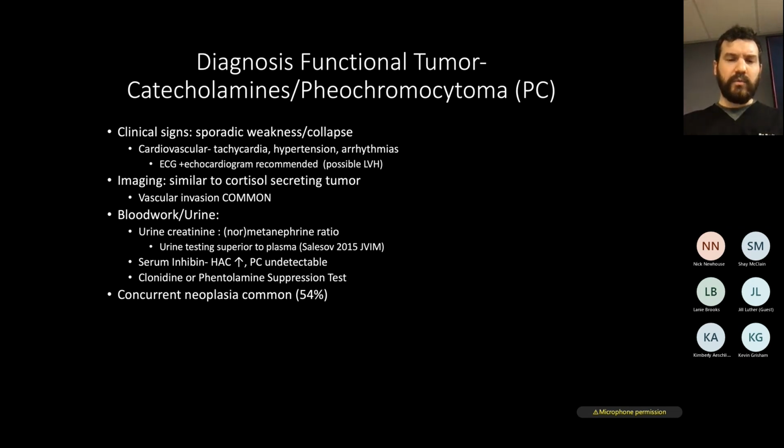So with Cushing's, this will be elevated. With a pheochromocytoma, it won't be detectable at all. There was some mention of clonidine or phentolamine suppression tests that you can do to test these. These tumors have been associated with concurrent other neoplastic process. So certainly something to look out for.